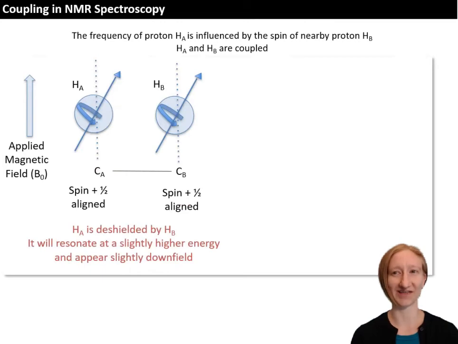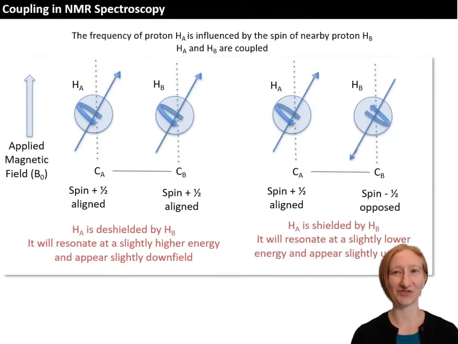If those fields are aligned, then HA feels a greater magnetic field than it normally would because of its interactions with HB. So HA then is de-shielded by HB, and HA will resonate at a slightly higher energy. It will appear slightly downfield. If those fields or spins are in opposite directions, then HA feels a weaker magnetic field. Some of the applied field is canceled by the small magnetic field generated by HB. In this case, HA is shielded by HB and will resonate slightly upfield.